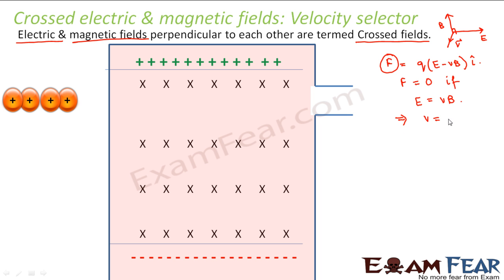That means if V is equal to E divided by B, that means if the velocity of the particle is equal to E by B, then the force acting on the particle will be equal to 0. That means no force will act on the particle in that case. And when there is no force acting on the particle because of the electric field or magnetic field, the particle will not undergo any deflection. The particle will go undeflected, right? You are getting my point, right?